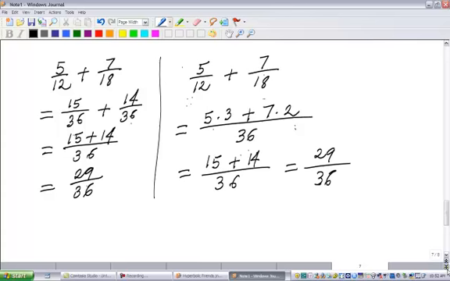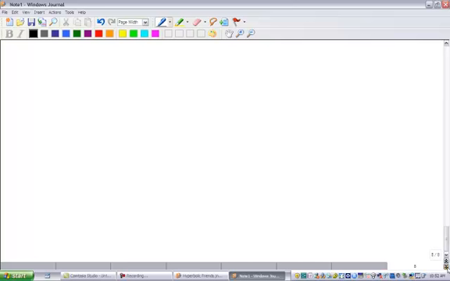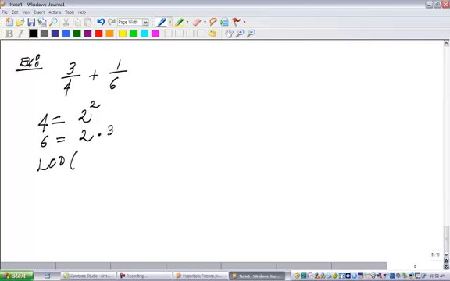Let's do a few more of the same examples again. Let's look at, let's say I want to add 3/4 plus 1/6. Now what is the LCD of 4 and 6? Anybody? First of all, 4 is 2 squared, right? 6 is 2 times 3. So what is the LCD, the least common denominator of 4 and 6?